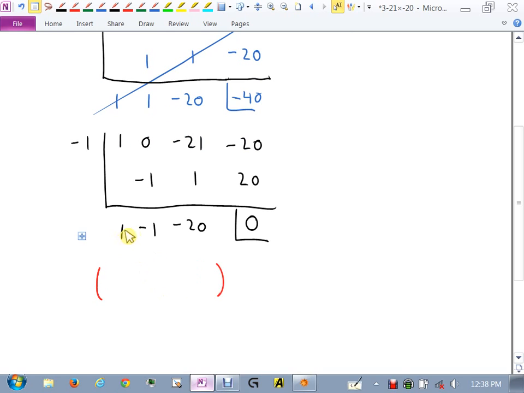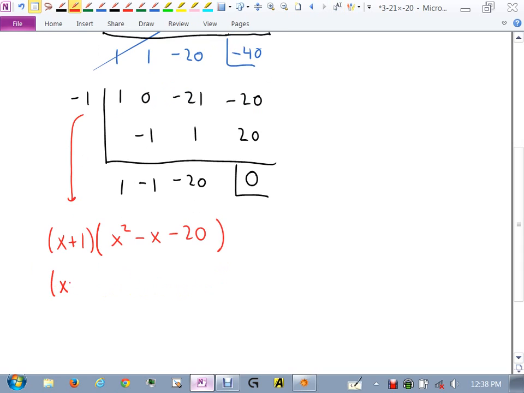So what do these 3 numbers tell us? X squared minus x minus 20. What does this in front tell us? X plus 1. Can you factor this? I hope so. Yes, it's a quadratic trinomial. 2 numbers that multiply to be negative 20 and add up to be 1. Minus 5 plus 4. Okay, got it? We just factored that thing. That didn't take too long, right?